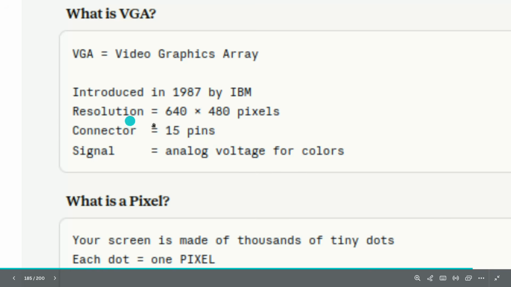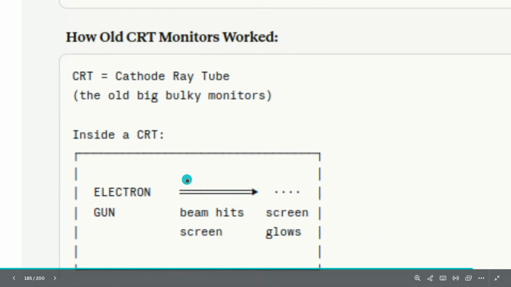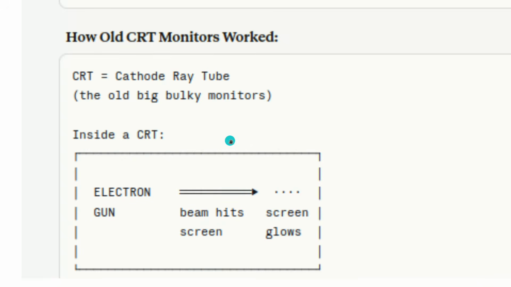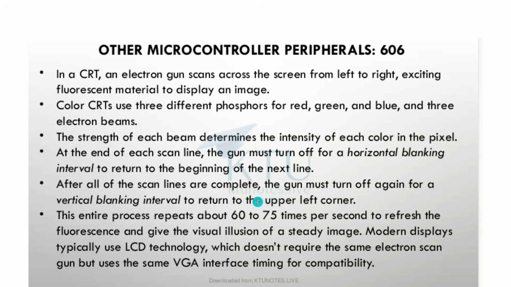I told you it uses a cathode ray tube. What do we mean by cathode ray tube? A cathode ray tube is an old bulky computer monitor. Inside this cathode ray tube there is an electron gun. This electron gun gives beams that hit the screen and make it glow. The electron gun scans each line from left to right.